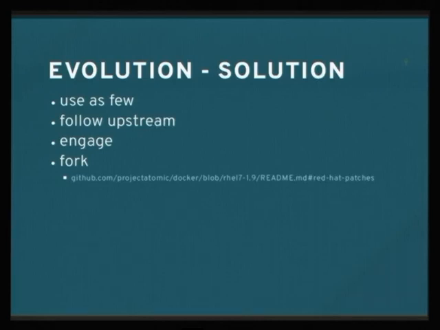Okay, what can you do about it? You can use as few features as you possibly can, but I don't know if that's a good solution. I strongly suggest you follow upstream, check their mailing lists, what they are up to, what they are working on, and start preparing your infrastructure for the next new Docker release. Or you can fork Docker, actually. This is what we are somewhat doing. We have upstream Docker and a set of patches on top of it, and they are all described in our Git repo, so you can read why we have these patches, why Docker didn't accept them, and it's all written there.